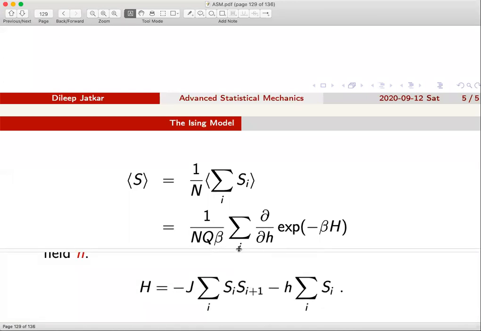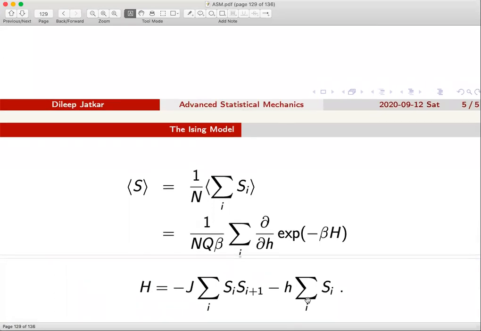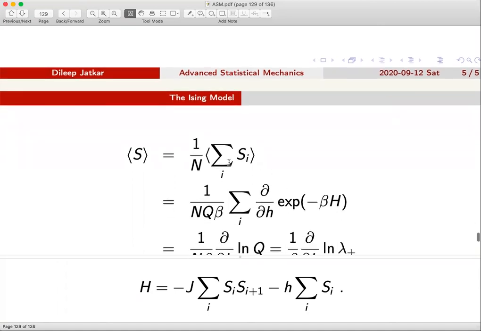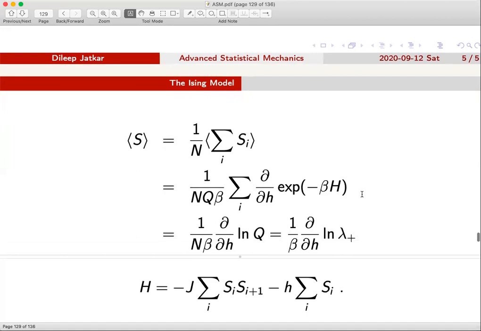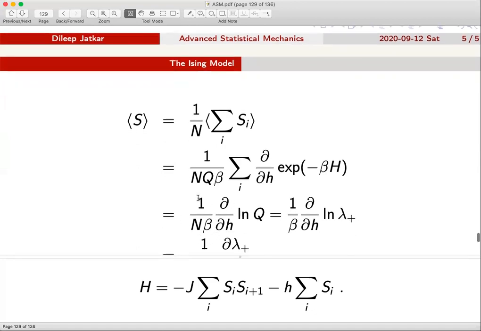Remember our Hamiltonian is like this. And therefore, if you want to get the summation of s_i expectation value, all you have to do is to differentiate with respect to h. And of course, you have e to the minus beta H sitting around there. So you divide by beta also, so that you get exactly s_i pulled out. Now, you also have to determine the expectation value with a normalized form. So there's a 1 over Q sitting out here, which is the usual thing that one does. So you can just think of this as a logarithmic derivative of the partition function. And you can write this as 1 over n times beta times del del h of log of Q.